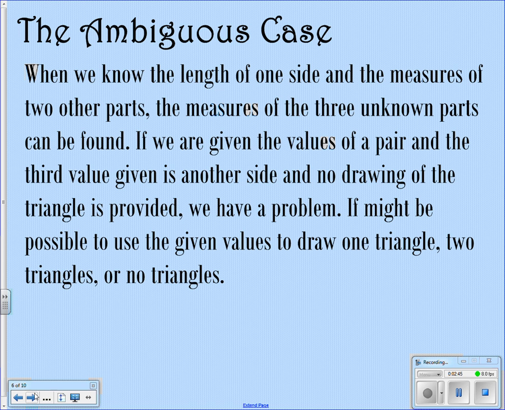It might be possible to use the information they give us to draw one triangle or two triangles, or it is possible that the information they give us actually does not make a triangle. So you're either going to have no triangle, one triangle, or two triangles. When it's no triangle, we'll do an example of that in just a second. When it's one triangle, that means that you actually have a right triangle, and then if it's two triangles, that means that one is acute and one is obtuse.